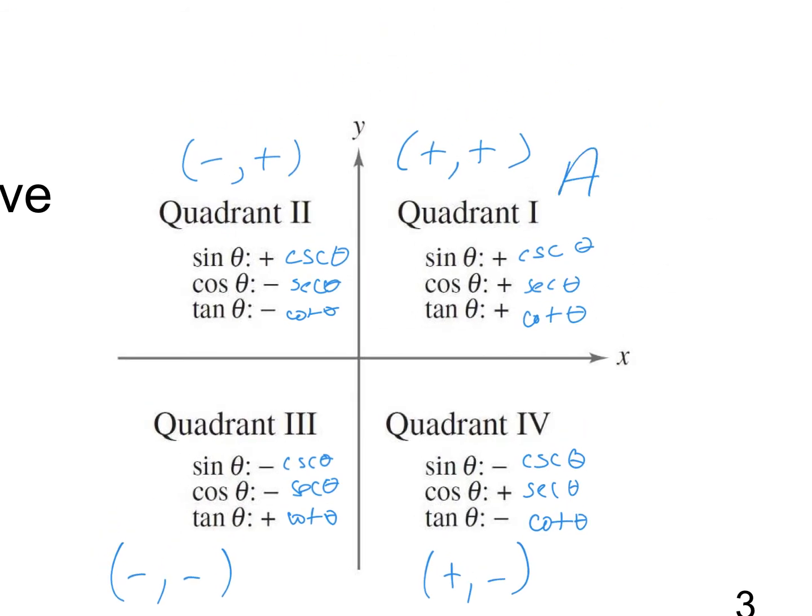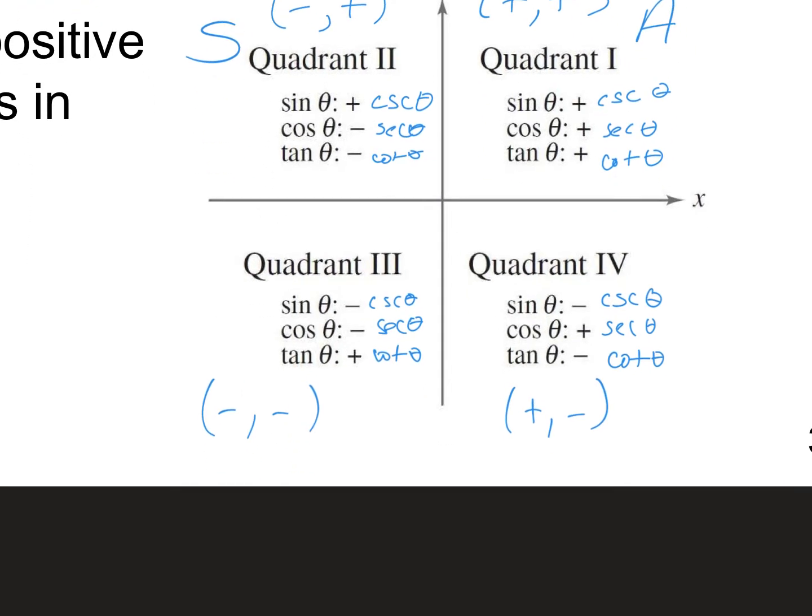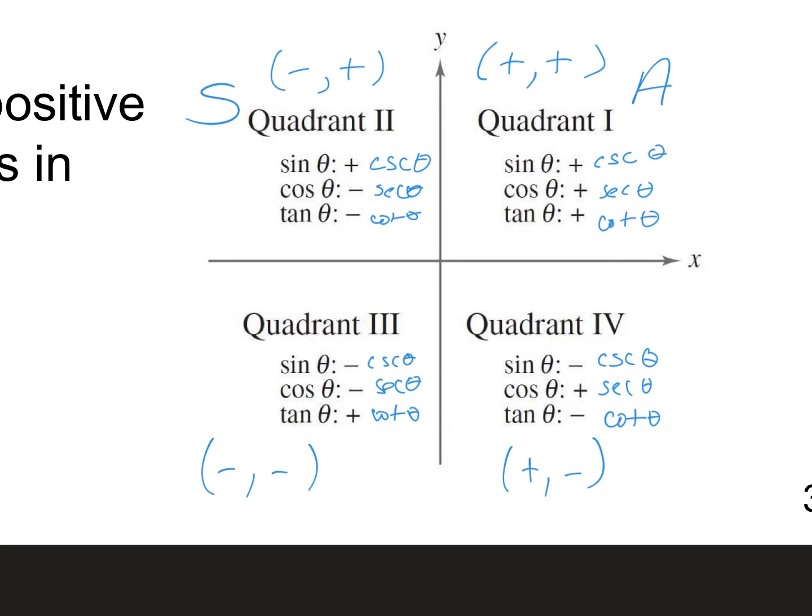Think of this quadrant as A. This quadrant is S. Why is the first quadrant A? All of them are positive, okay? Why is the second quadrant S? Sine, and its reciprocal. So what do you think the third quadrant is? What letter? T, good. Tangent and cotangent. And then what do you think the last quadrant is? C, for cosine and secant. So you guys are like ASTC, okay?